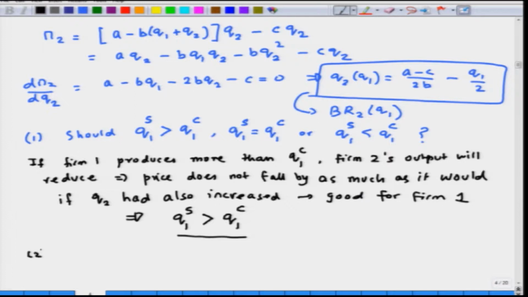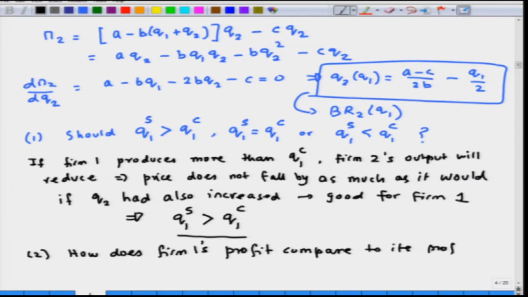Now, let us ask, how does firm 1's profit compare to its profit in the Cournot model? Again, let us think about this. In other words, we are asking what can we say about the profit that firm 1 gets in the Stackelberg model versus the Cournot profit.